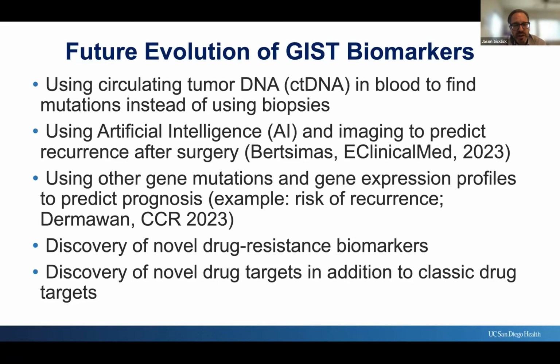There's work discovering novel drug resistance biomarkers beyond these secondary mutations that I mentioned early on that can predict drug sensitivity versus resistance. And there's discovery of novel drug targets in addition to the classic drug targets that we've thought about, being these KIT inhibitors and now the newest PDGFR alpha inhibitors, or drugs against BRAF and NTRK.